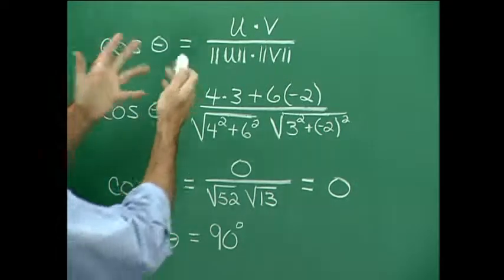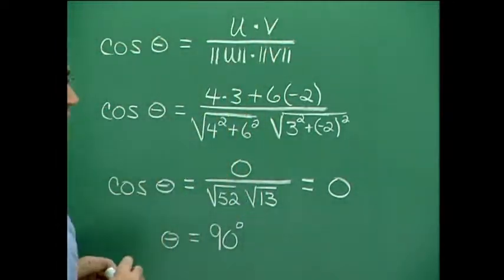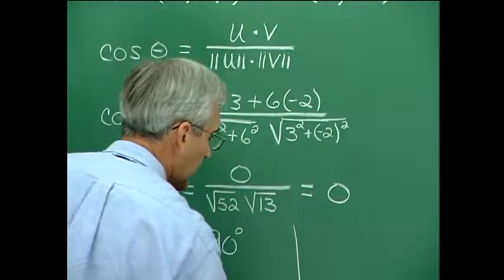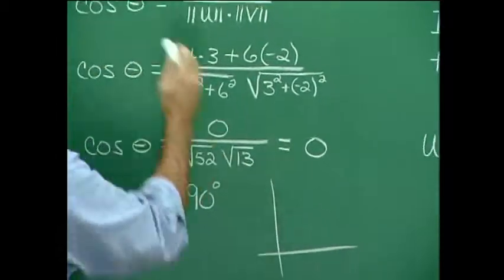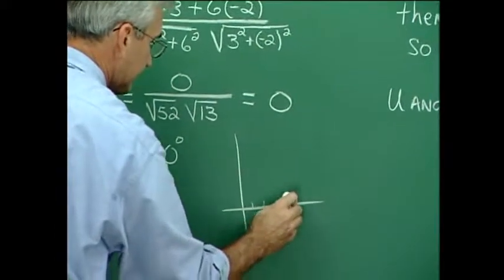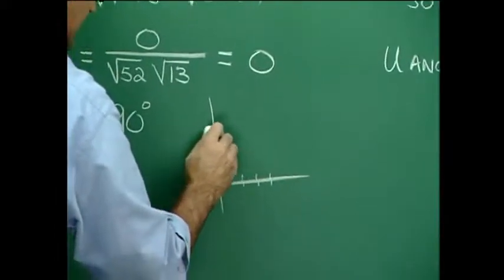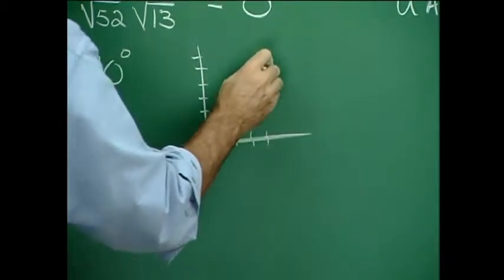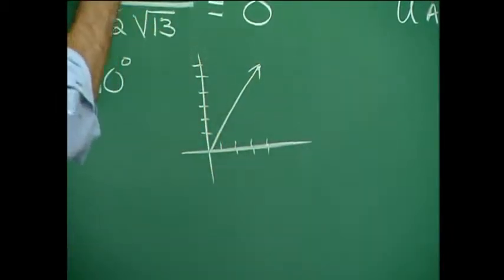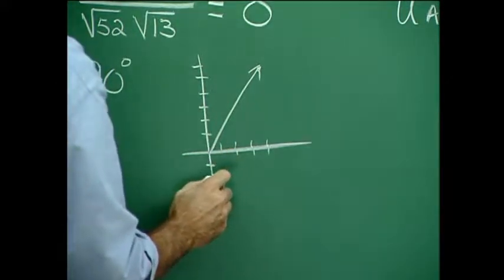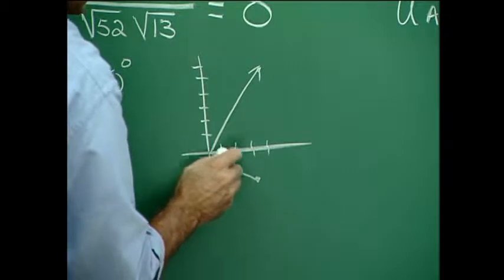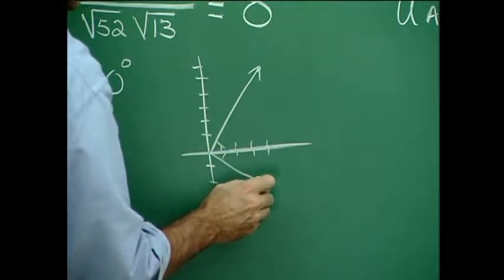Now if we actually position these two vectors at the origin of our coordinate plane, we can see it pretty easily. We have a situation where u is 4, 6. That's about right here. And v is 3, -2. About right here. And that is a 90-degree angle.